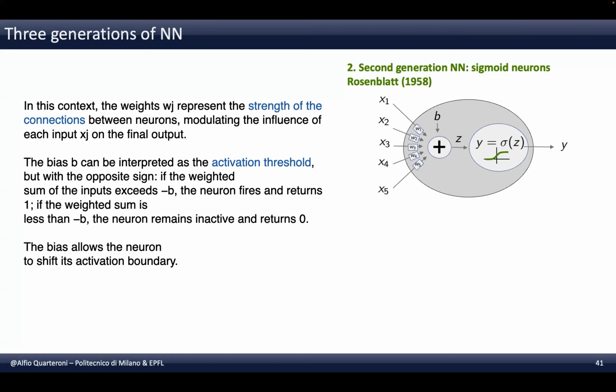This is not the very first one. The very first one is from 1943 by McCulloch and Pitts. In that case, the inputs were only binary elements, 0 or 1. The outputs were binary elements. And here the activation function was the stepwise function. So this is a bit more elaborate, say, than the first one.